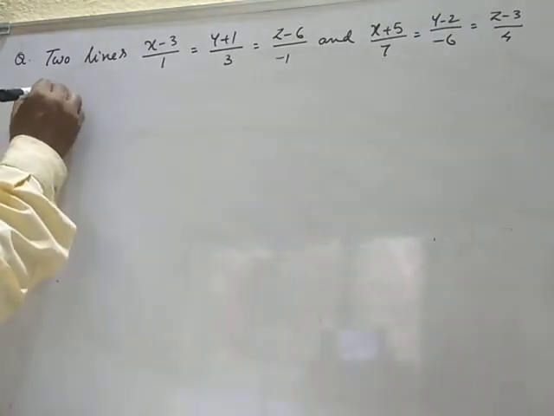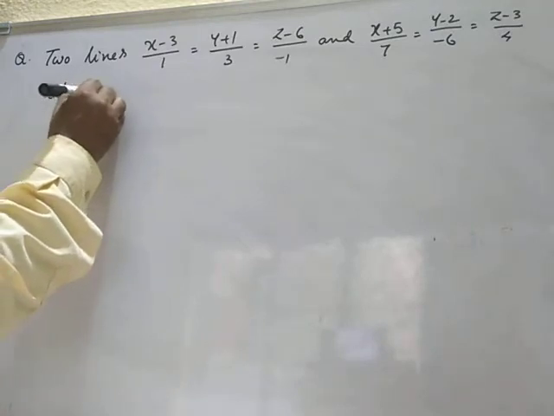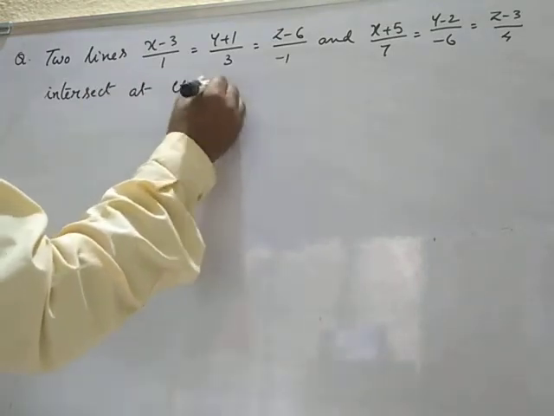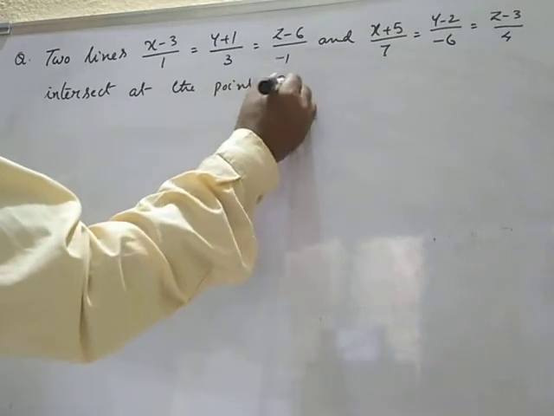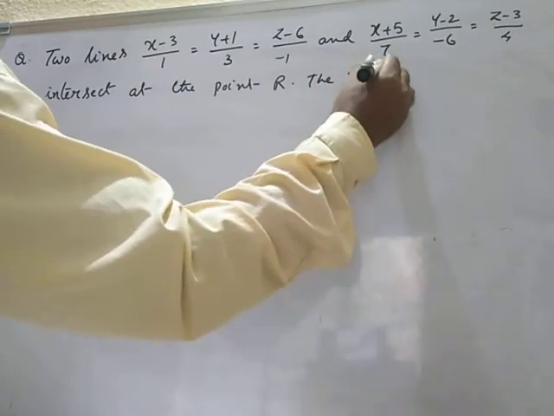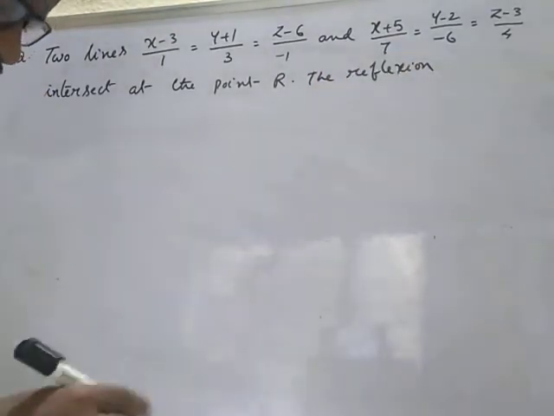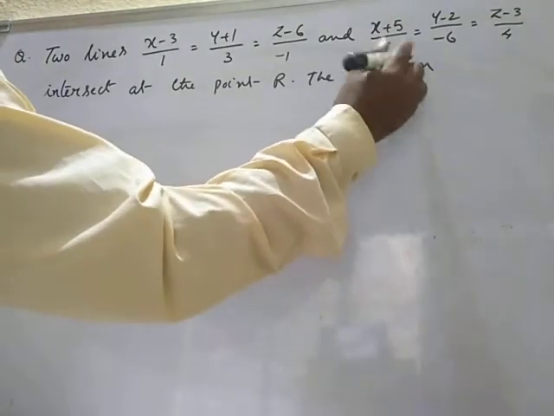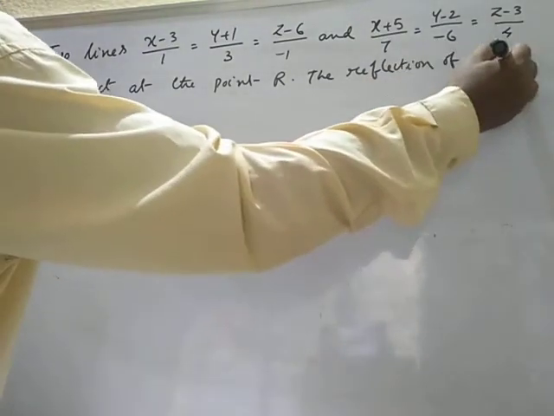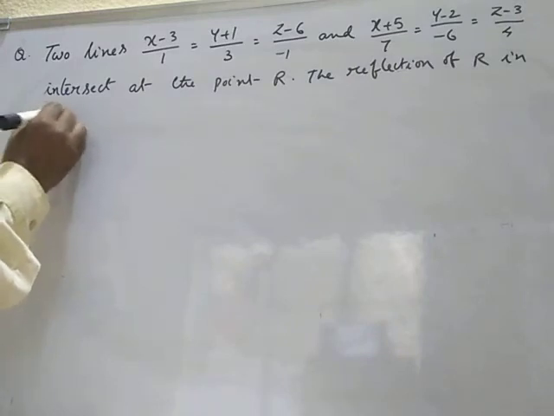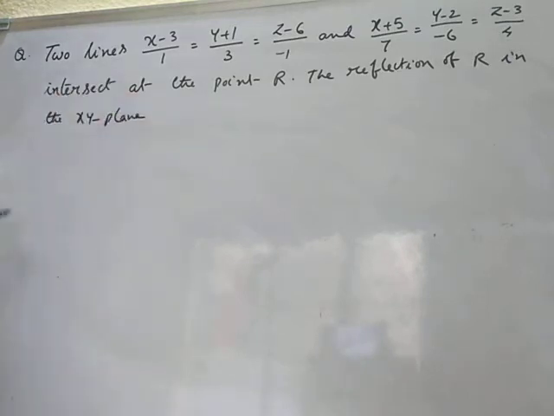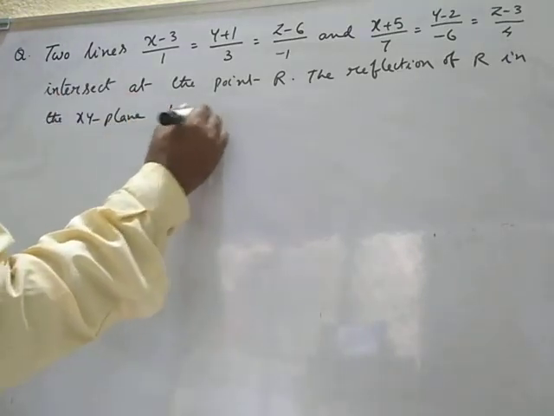intersect at the point R. At the point R, the reflection of R in the xy plane has coordinates.